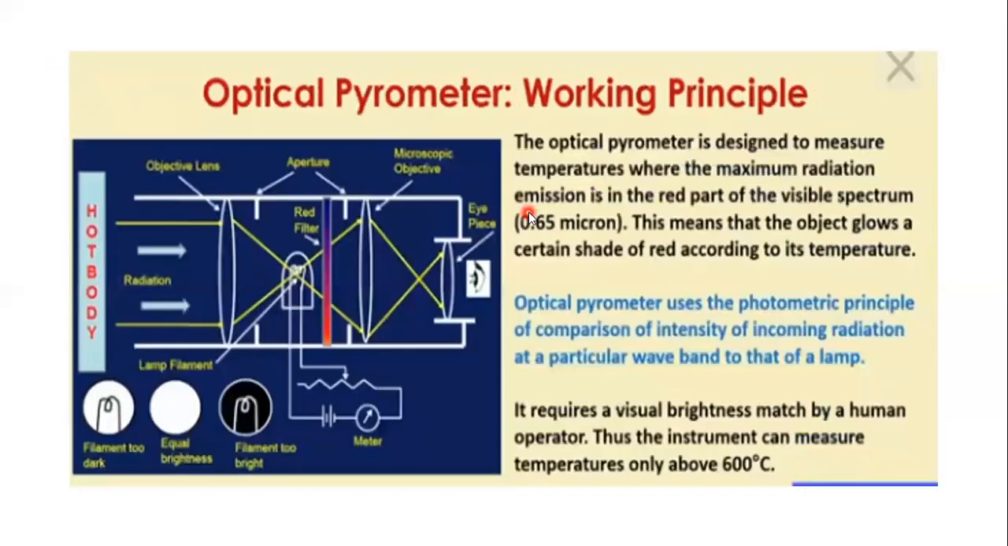Okay. And another one is the selective radiation pyrometer. So the selective radiation pyrometer works on the principle of Planck's law. Planck's law states that energy levels in the radiation from a hot body are distributed over different wavelengths.